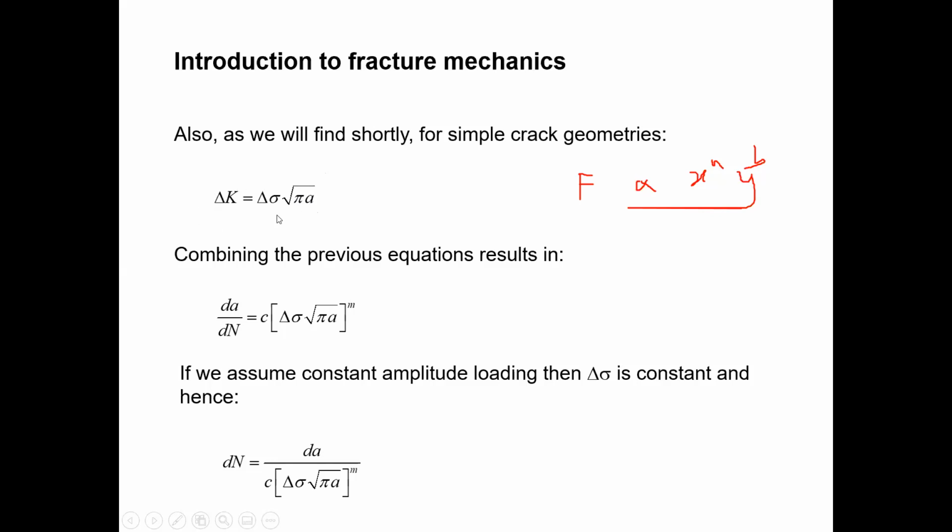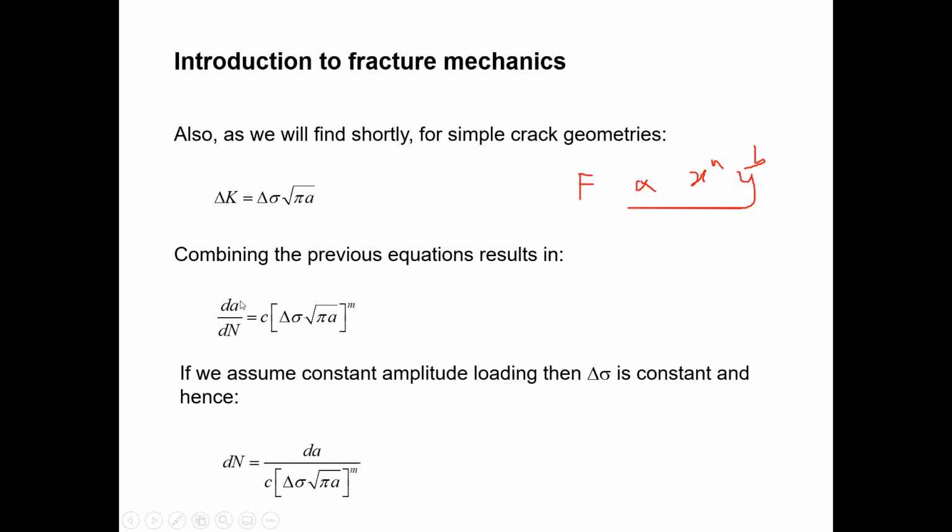Keep this equation in mind. Sometimes they will provide this equation as well, but it's better if you have a rough idea about it. If this part is equal to delta k, you can introduce that delta k into our Paris equation. So what is the Paris equation? That is dA by dN equals C times delta k to the power m. The delta k you can substitute in here like this.